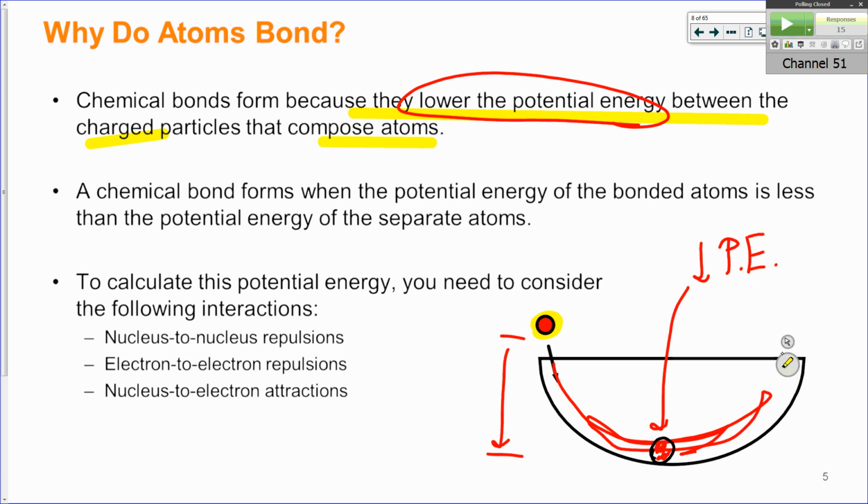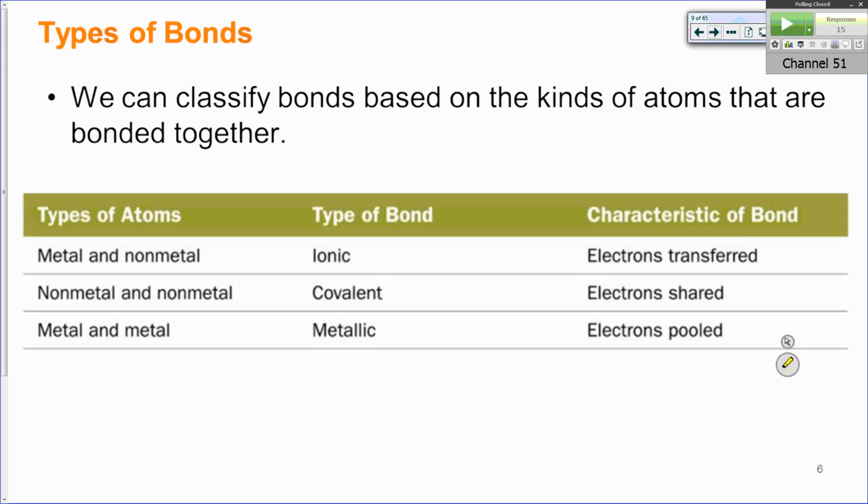All right, so if we think about the things that are involved to calculate potential energy, things that we have to consider are the repulsions that happen from the nucleus. Those are like charges. The repulsions that happen from neighboring electrons, they're like charges. And then finally, the attractions between the positively charged nucleus and the negatively charged electron. So it's a complex competition.